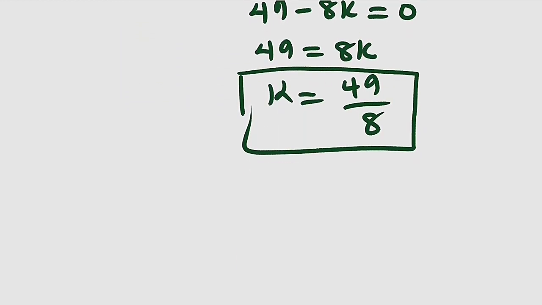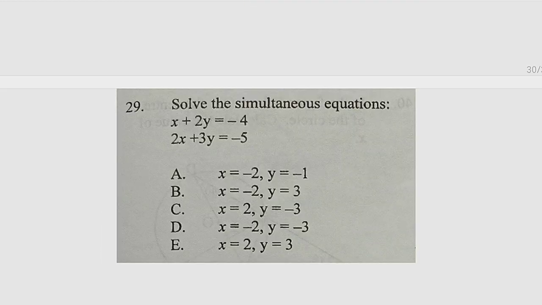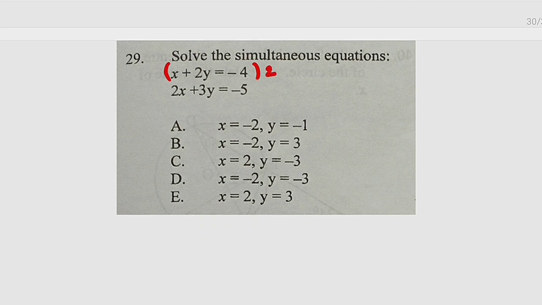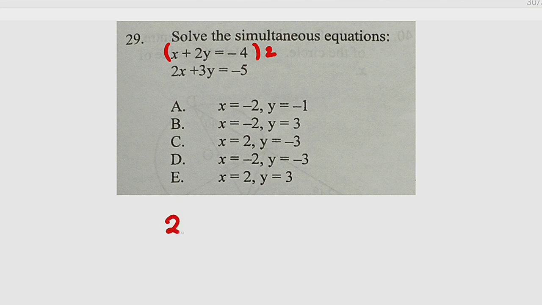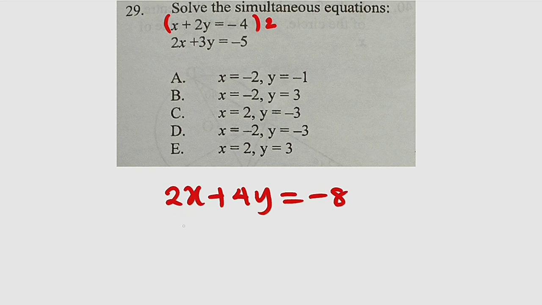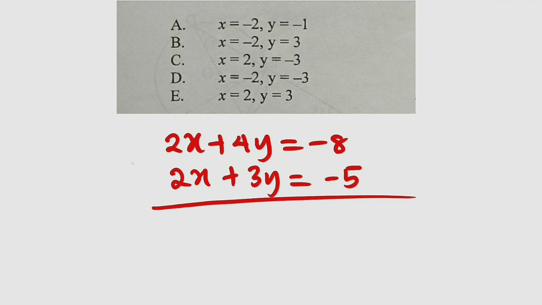Now let us move on to question number 29. We are asked to solve the simultaneous equations x plus 2y equals negative 4, 2x plus 3y equals negative 5. Before we start, I would like to multiply the first equation by 2, just to have the same coefficient of x. So it becomes 2x plus 4y equals negative 8. Then I will bring the second equation, which is 2x plus 3y equals negative 5. Let's subtract the two equations.